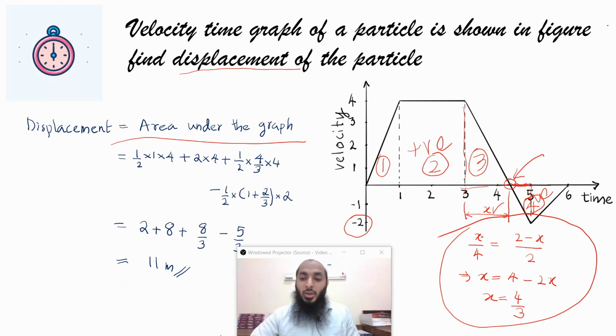So that's what I've written: x divided by 4 is equal to 2 minus x divided by 2. If I rearrange, I'll get x equal to 4 by 3 seconds. So this distance in the graph is 4 by 3 seconds. So we have found that.